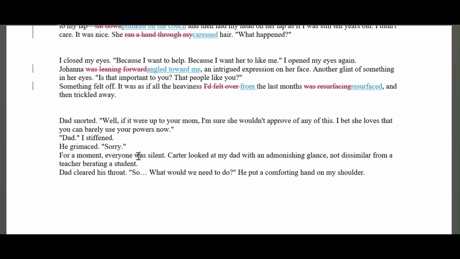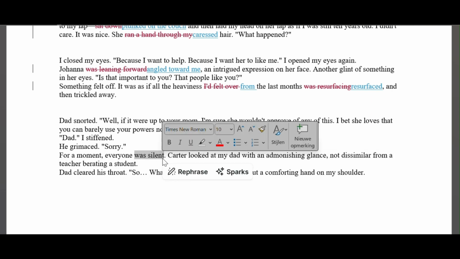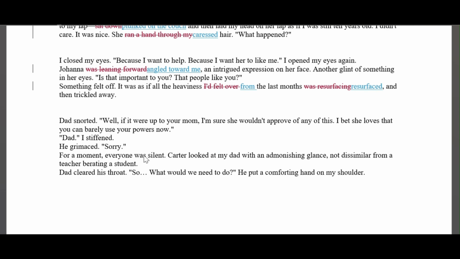Then, for a moment everyone was silent. So was silent. It was silent. So it's not the best because it doesn't really give much imagery, right? So depending on your goal here, it's okay to leave it, but you could also choose to create some kind of imagery here to really hone in on the silence. So it really depends on what you find important here in this moment of the scene. If you really want to hone in on the silence or just leave it as it is.